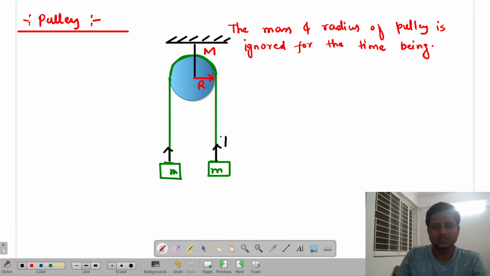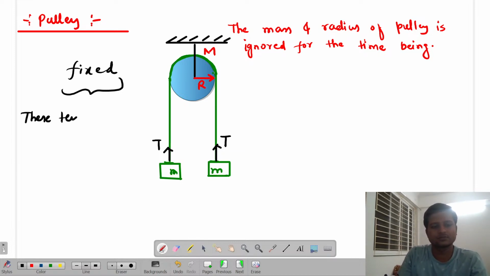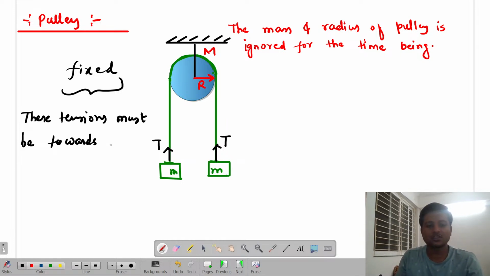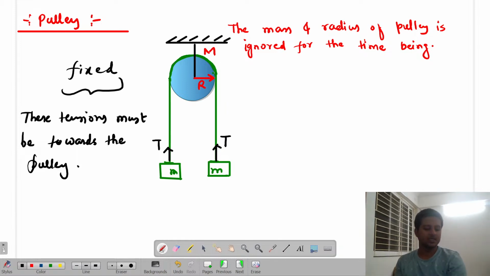So this tension will be the same for which kind of pulley system? Fixed pulley system. And these tensions must be towards the pulley. Why am I not writing away from the blocks? Because there are some cases where it will not appear away from the blocks. Okay. Is that clear or not?